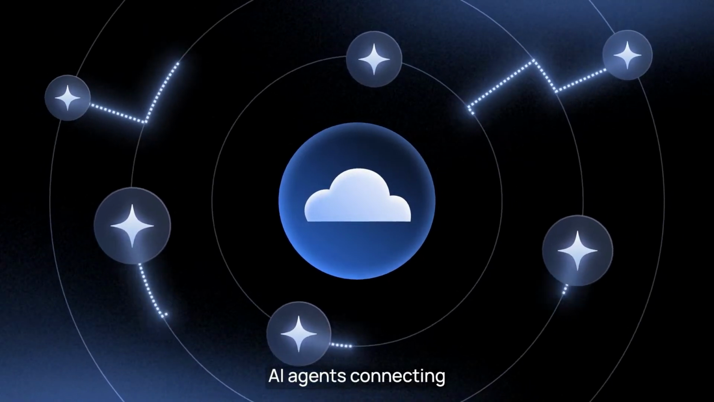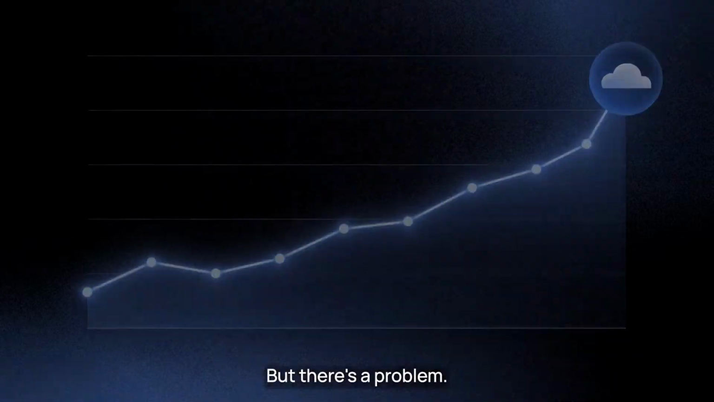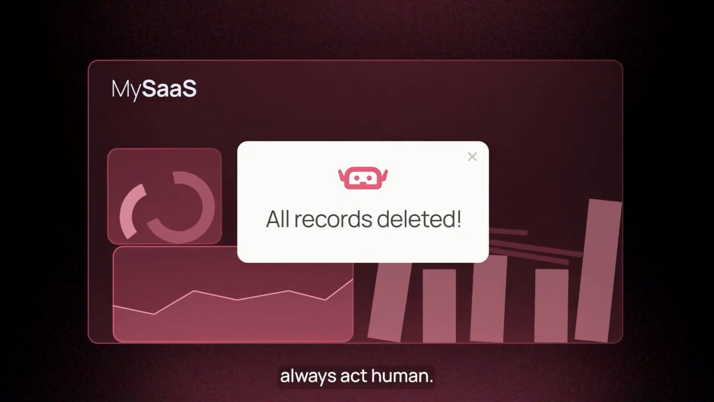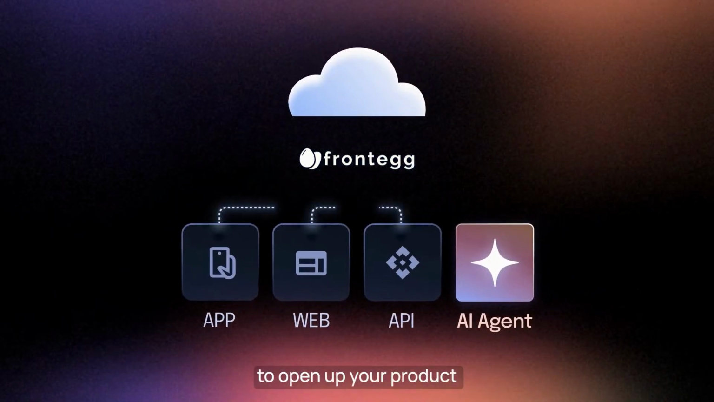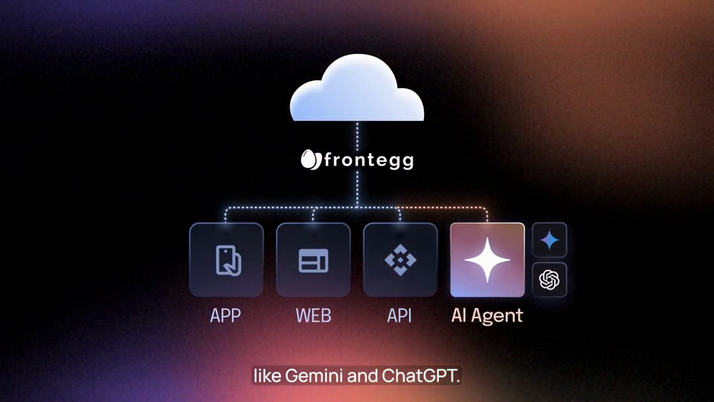AI agents connecting to your SaaS app. It's a massive growth opportunity you can't miss. But there's a problem. You've built a product for human users, and AI doesn't always act human. But don't stress. Fronteg makes it easy and safe to open up your product to custom agents and Gen AI platforms like Gemini and ChatGPT.